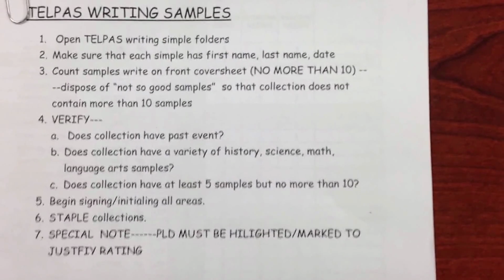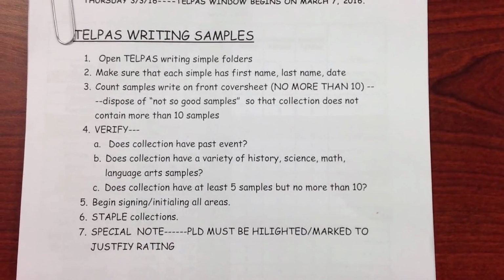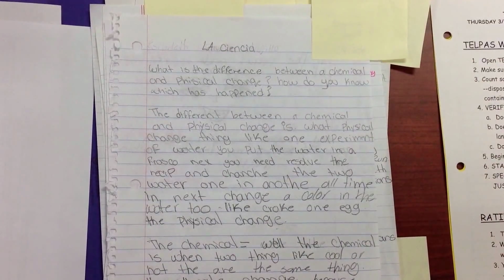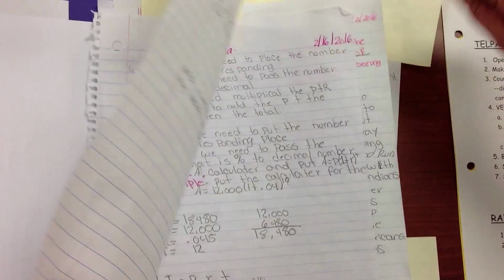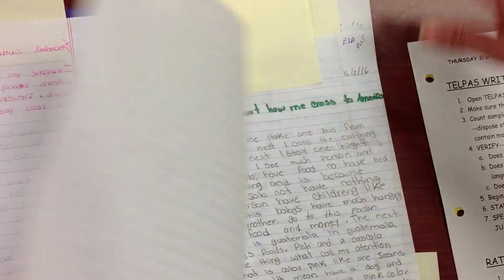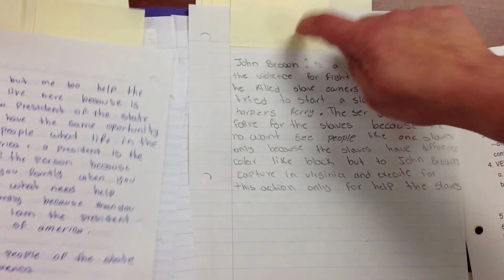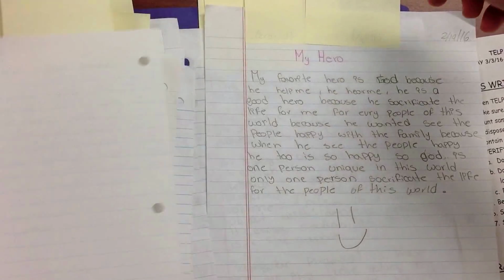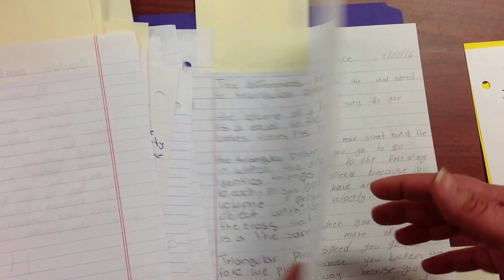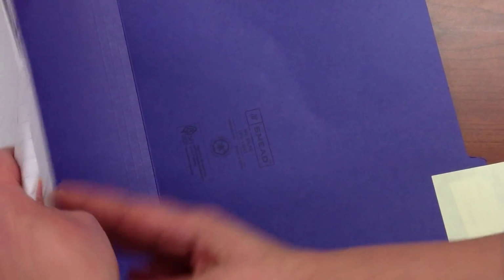Okay, part 2, you're going to make sure that each sample has the first name, last name, and date on each sample. Okay, for confidentiality purposes, we have the name covered, but they should have a name and date at the top of the page. So you want to check all their samples that they have name and date at the top of the page. It's a very simple process. Those that are TELPAS experts should know this process already, but you folks that are new this year, just make sure that each sample has a name and date at the top.